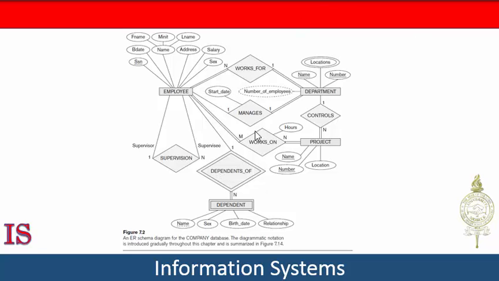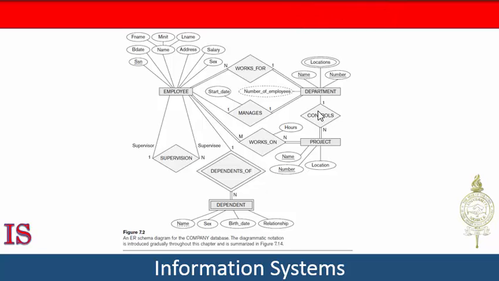The works for relationship type is a one-to-many relationship type between department and employee. Both participations are total. An employee must work for a department, and a department must have employees. An employee works for one department. A department can have many employees.